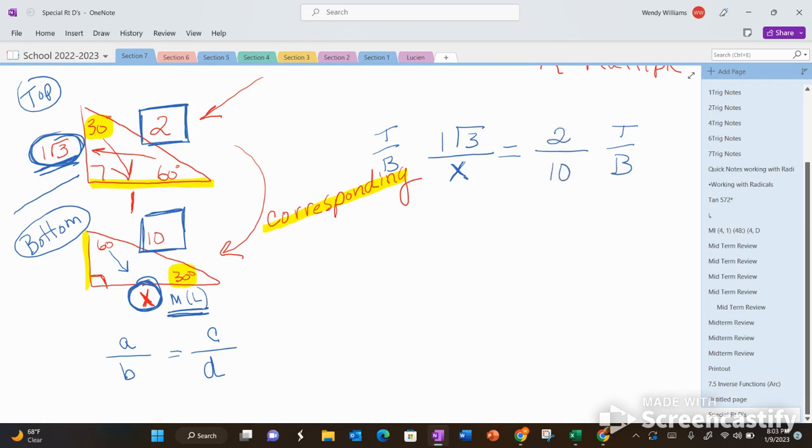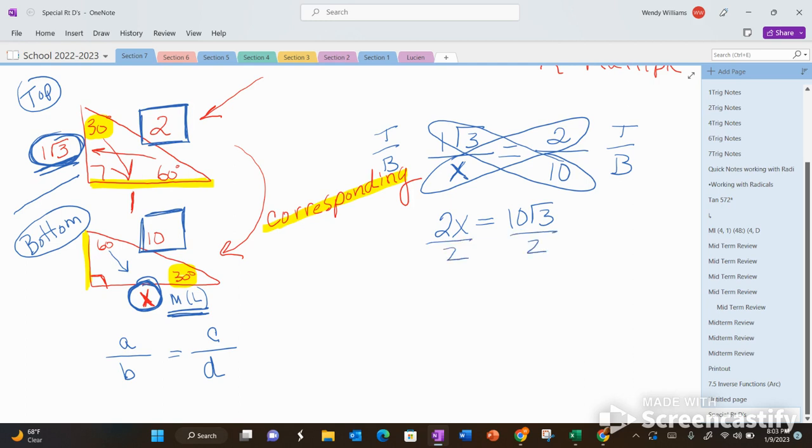And then we simply cross multiply. X times 2 is 2x, and 10 times 1 is 10, and times the square root of 3. How do I get x alone? I divide each side by 2. X equals 5 square roots of 3. And there we have it. X is nothing but 5 square roots of 3.